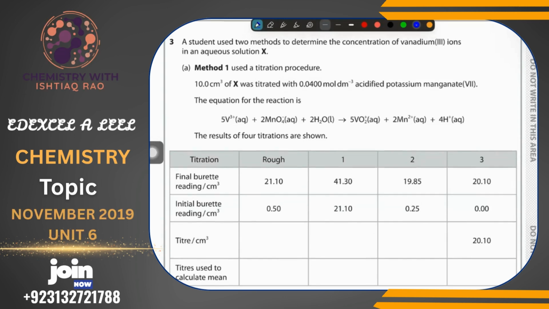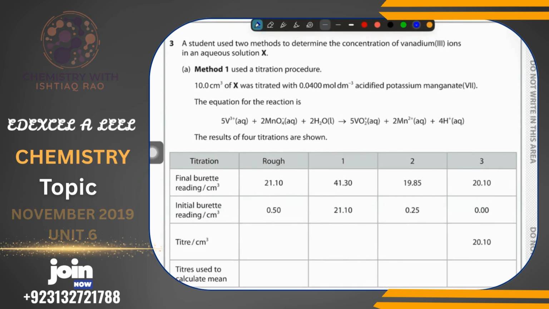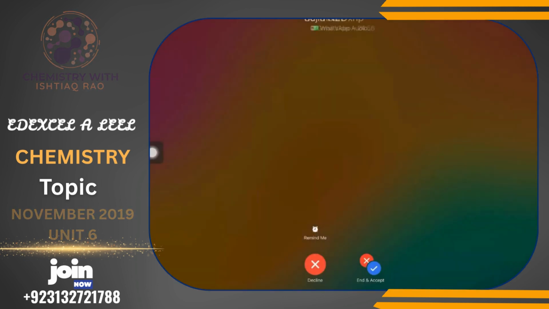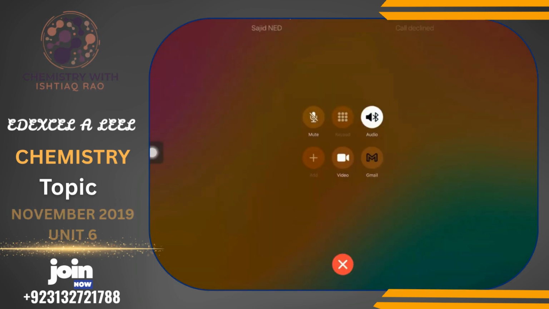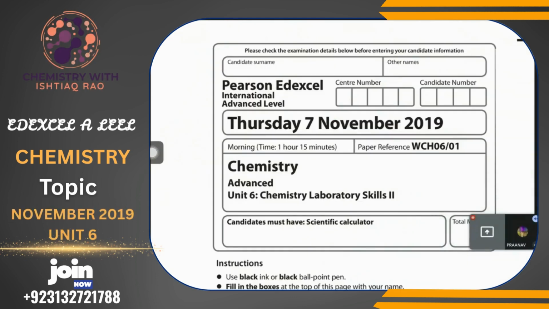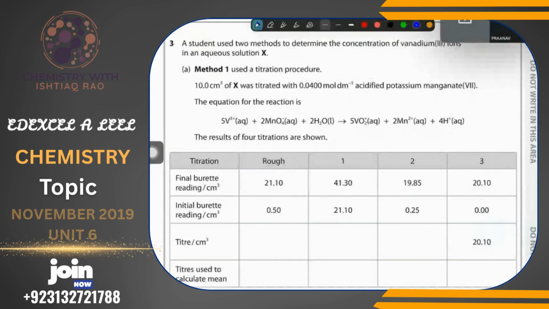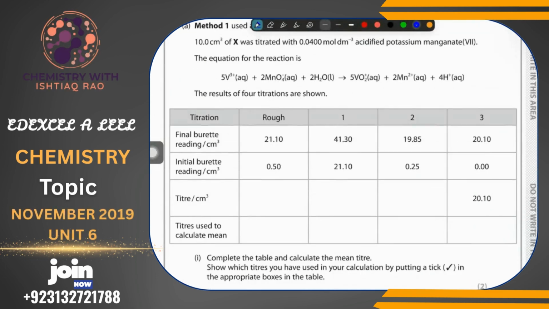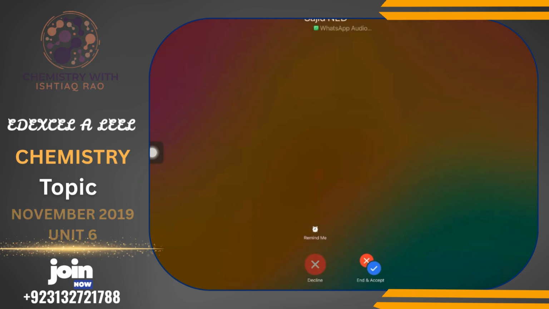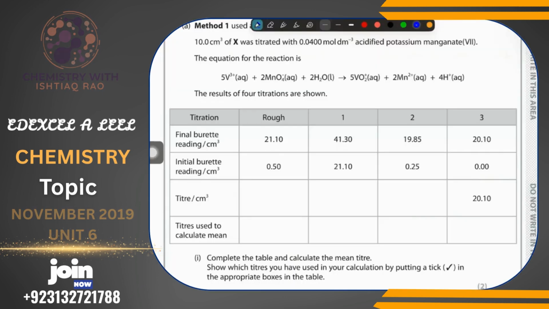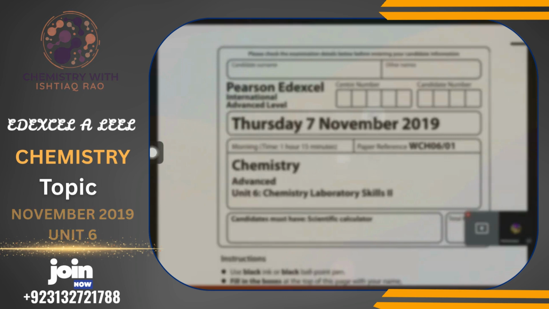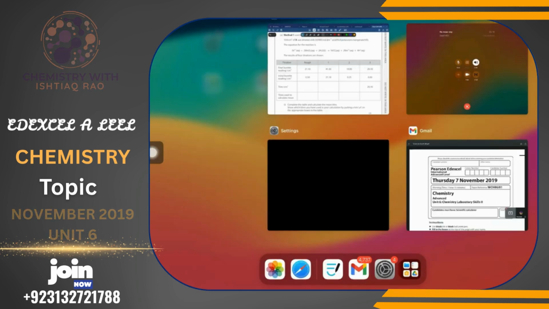A student uses two methods to determine the concentration of vanadium 3 plus ions. Method 1 uses a titration procedure. 10 cm cube of X was titrated with 0.04 acidified potassium manganate 7. The equation of the reaction is given. Find the titer.